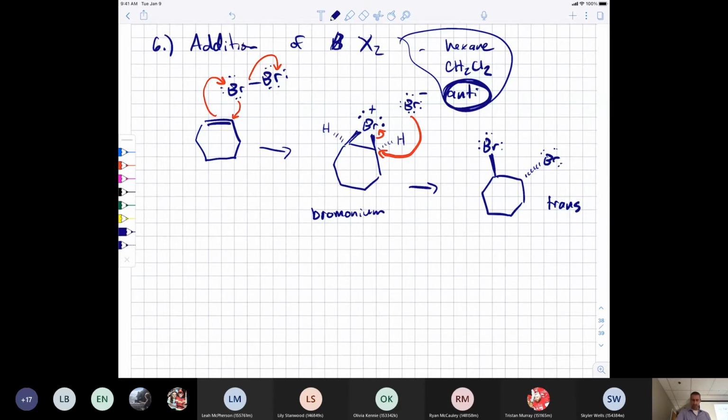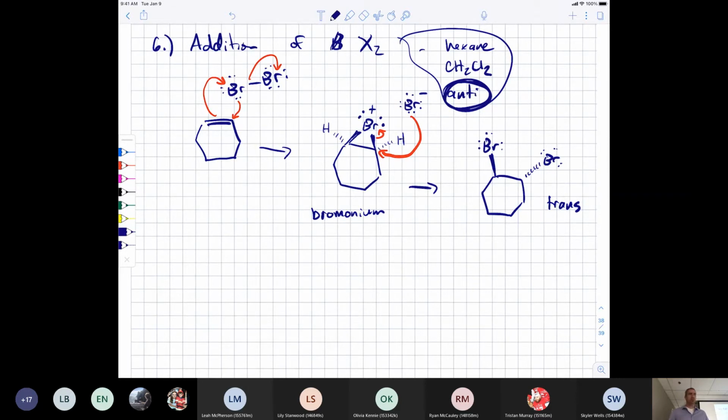And that's the mechanism right there. Two steps, lots of arrows in the first step. Second step is more straightforward. Second step is just an SN2. But this mechanism is nice because it explains why you can only get the trans product, which, if we didn't know the mechanism, wouldn't make a whole lot of sense. Especially if we thought this went through a carbocation or something like that.